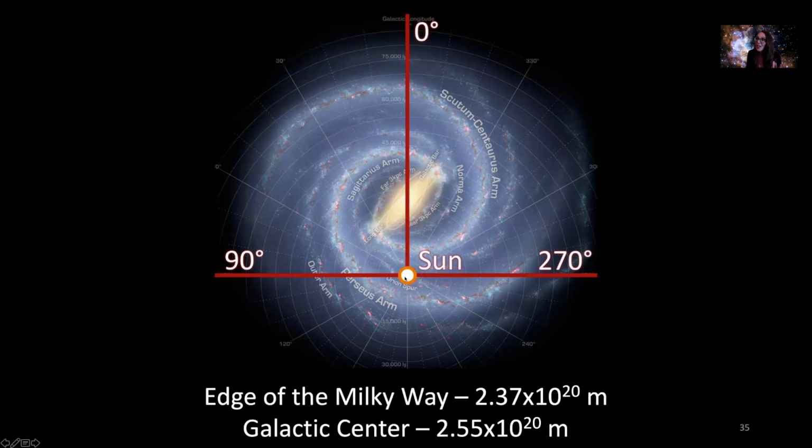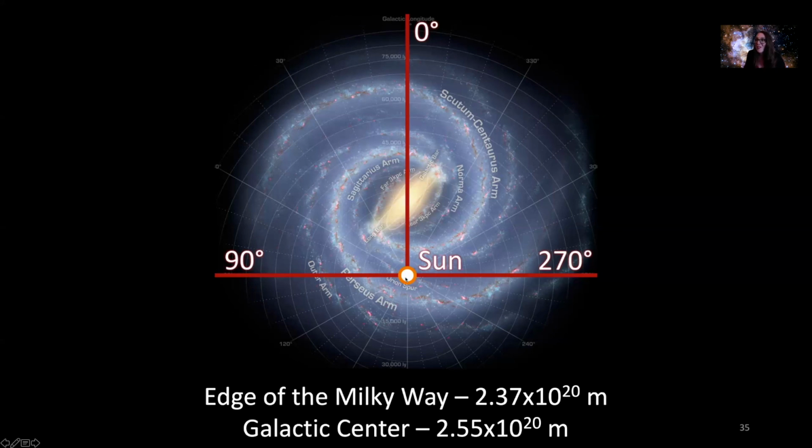And here's our sun. Our sun is actually located about halfway out from the center of our galaxy. So the galactic center is about 2.6 times 10 to the 20 meters away from our Earth and our solar system. But the edge of our Milky Way galaxy is about 2.4 times 10 to the 20 meters.